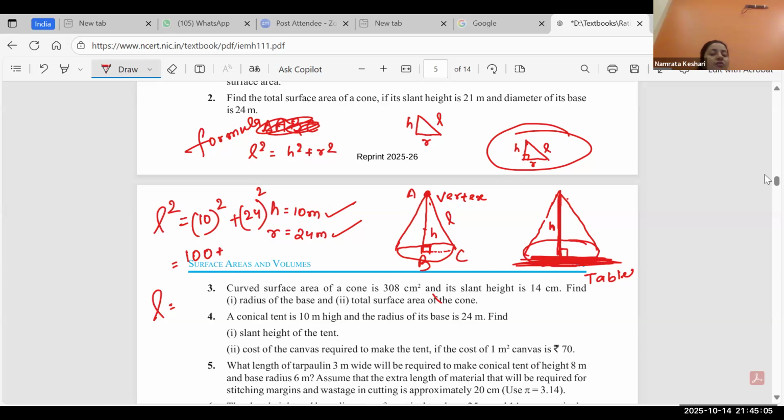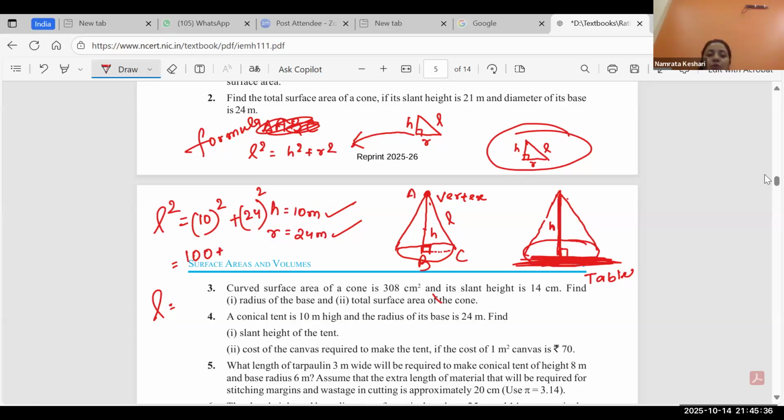And from here, by using Pythagoras theorem, there exists a formula, that is L square is equal to H square plus R square. We are using this formula in a straightforward manner. We will be using the formula. We don't have to give the declaration that it came from Pythagoras theorem, or that we understand the height is the perpendicular height. We don't have to say anything. We will just use the formula and find the slant height.